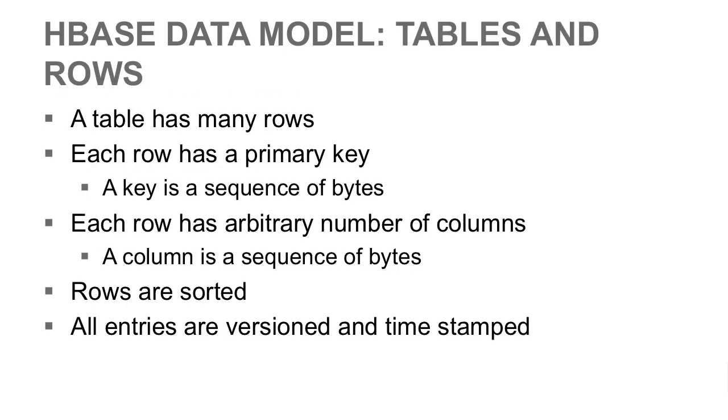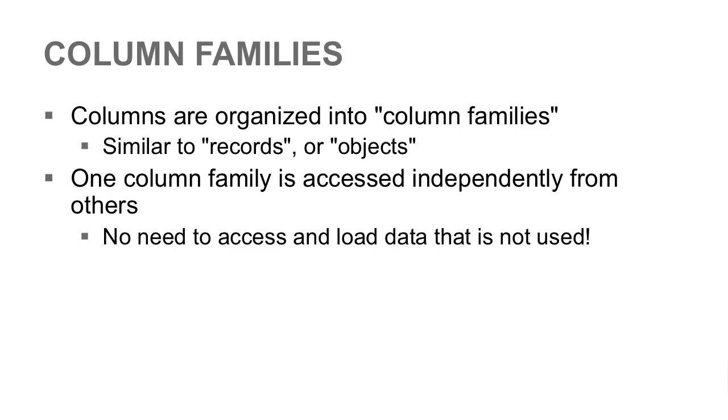Tables and rows. A table can naturally have many rows. Each row has a primary key, and HBase is not choosy about your keys and data in general. A key is just a sequence of bytes. For a row, we can have an arbitrary number of columns, and a column is also just a sequence of bytes. So you can see HBase does not have any notion of data structures or primitive types. Everything is just a sequence of bytes. And internally, the rows are sorted. All the data is versioned and timestamped. Column families allow us to organize our columns, and they would be similar to things like records and objects.